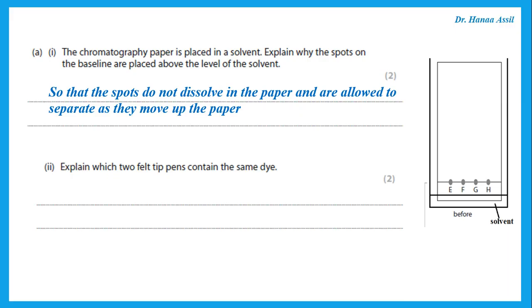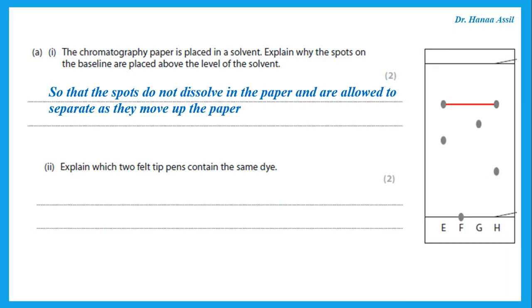Explain which 2 felt tip pens contain the same dye. Well, looking at the final chromatography, we are looking for something that has the same dye. That means we're looking for something that has the same spots at the same height. So if you look at E and H, they have spots at the same height. That means they contain the same dye.